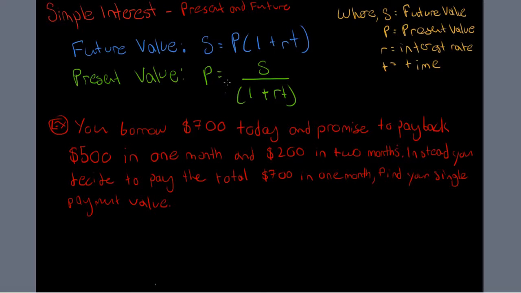In simple interest, you have to deal with present value and future value a lot. Here is an example. You borrow $700 today and promise to pay back $500 in 1 month and $200 in 2 months. Instead, you decided to pay the total $700 in 1 month. Find your single payment value.